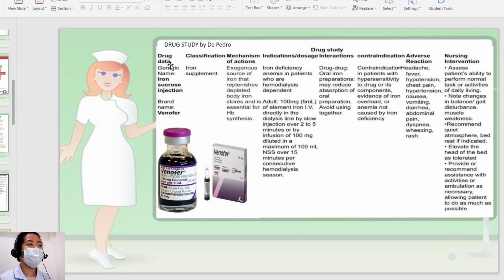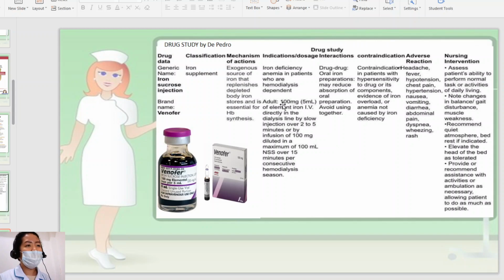Drug study. Generic name, iron sucrose injection, brand name Venofer. Classification, iron supplement. Mechanism of action, exogenous source of iron that replenishes depleted body iron stores and is essential for hemoglobin synthesis. Indications per dosage: iron deficiency anemia in patients who are hemodialysis dependent.